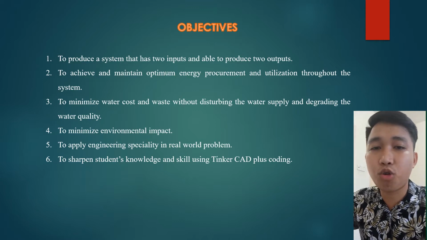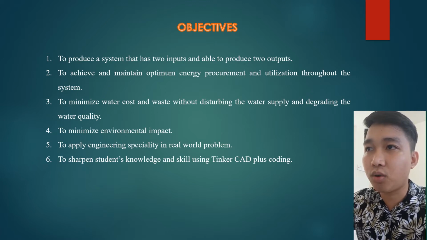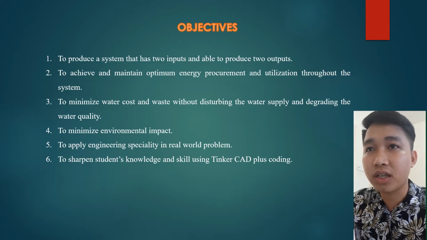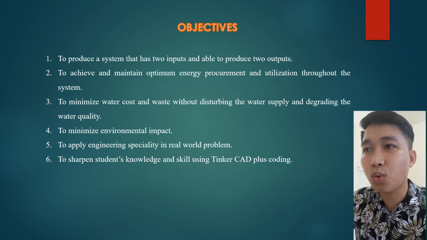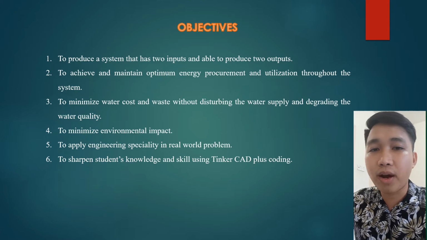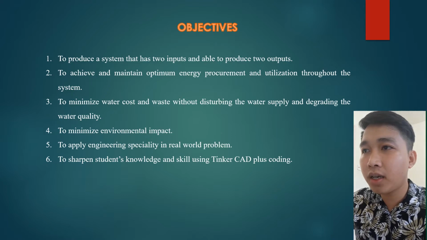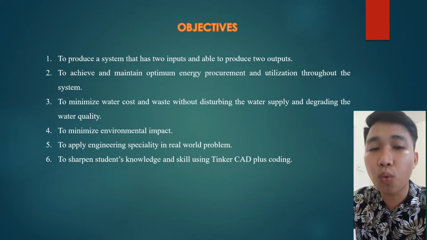The first objective is to produce a system that has two inputs and is able to produce two outputs. The second objective is to achieve and maintain optimum energy procurement and utilizations throughout the system. The third objective is to minimize water costs and waste without disturbing the water supply and degrading the water quality. The fourth is to minimize environmental impact, and the fifth one is to apply engineering specialty in real world problems.